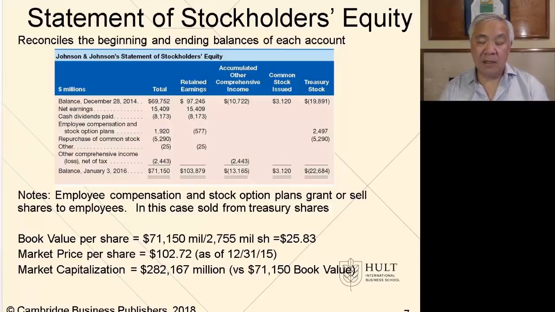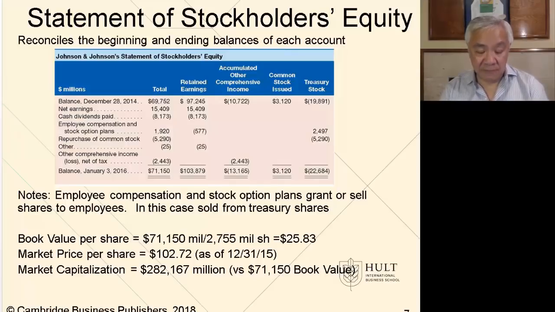Net earnings is simply increasing retained earnings. Second is cash dividend paid, which simply reduces retained earnings. Third is employee stock option plan, and also an issuance of some treasury stock. Next, we have repurchase of common shares, and this is where we take out common shares from common stock and we pay for it with cash, and it goes into treasury.